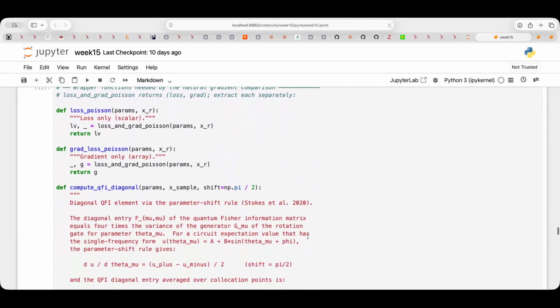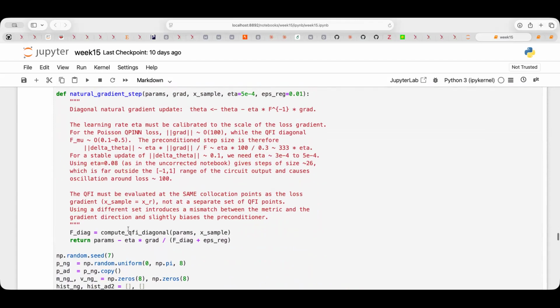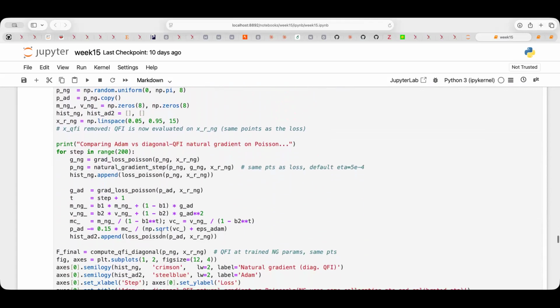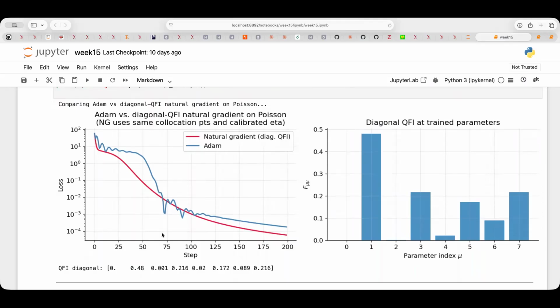So it's basically the same set of functions, but we now encode the natural gradient, and this is given by the Fisher information, which is calculated in this function here. And when we do that, we also make a comparison with Adam. And you can see now that the natural gradient behaves pretty well. Here we are getting an error at the end, after some 200 steps, where the error is down to roughly 10 to the minus 4.